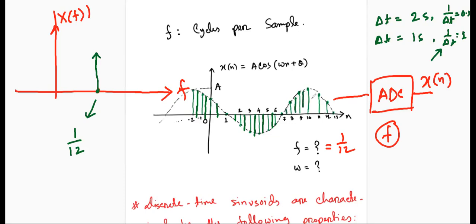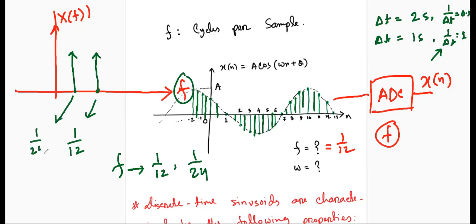I have already mentioned that. And now where is the frequency f? Now, this is the f scale. It is converted from 1 by 12 to 1 by 24. Is that increased or decreased? It is decreased, decreased by two times. So now the thing is like this. So this is the point, 1 by 24.